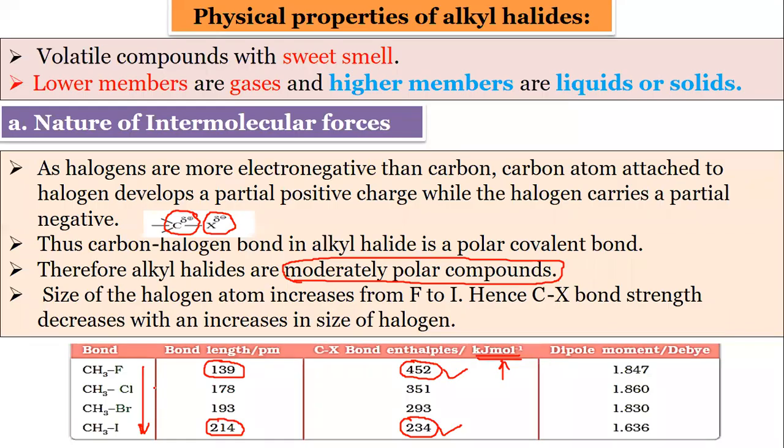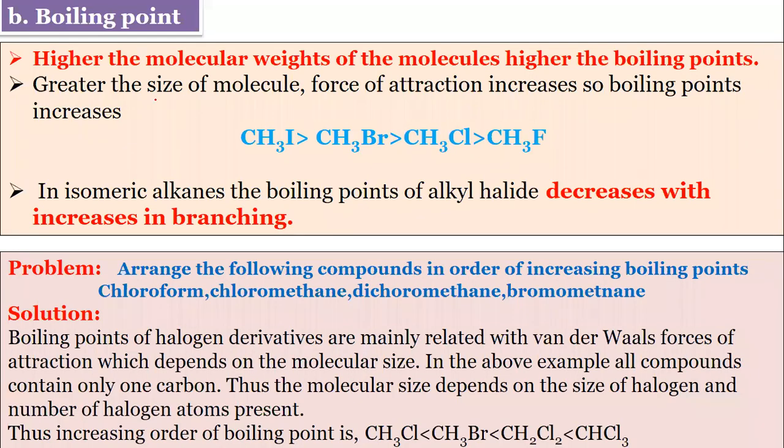Okay, then the next physical property is boiling point. The higher the molecular weight of the molecules, the higher the boiling point. Now anyone tell me here: CH3I, CH3Br, CH3Cl, and CH3F. All of you know iodine has the most molecular weight. So CH3I has the highest boiling point, then CH3Br, then CH3Cl, and then CH3F.